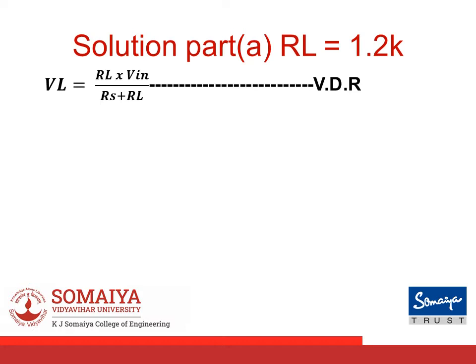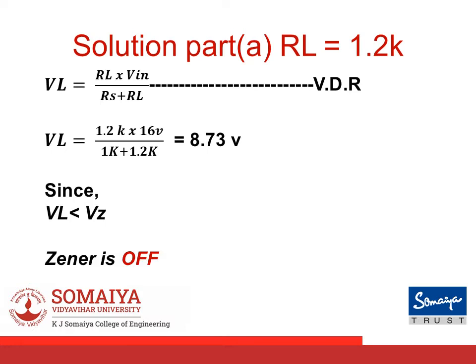Let's start with the solution, part A, where load resistance is equal to 1.2K ohms. First, we will find the voltage drop across the load resistance using the voltage divider rule. Therefore, VL would be equal to RL into Vin upon RS plus RL, which comes out to be 8.73 volts. Now, we observe that this 8.73 volts is less than the Zener voltage, which is 10 volts. Hence, the Zener would be considered off.